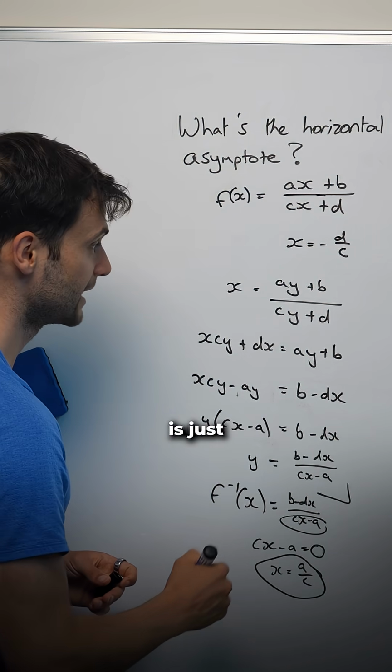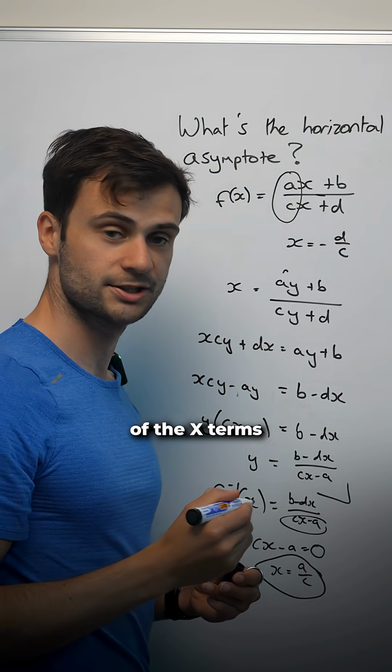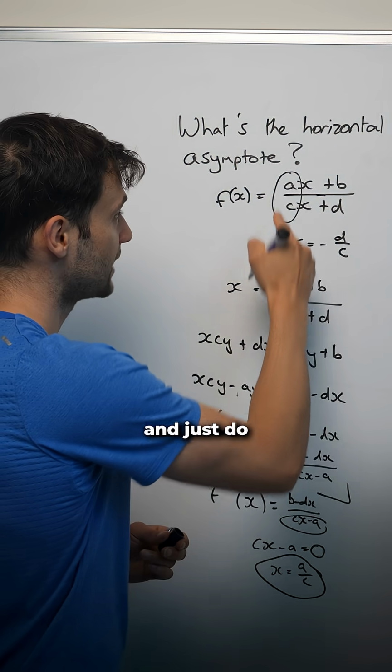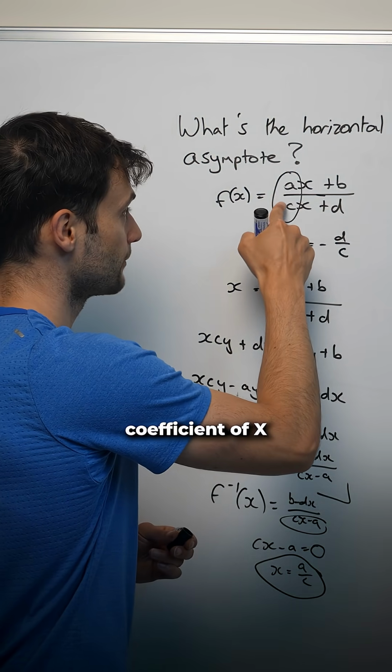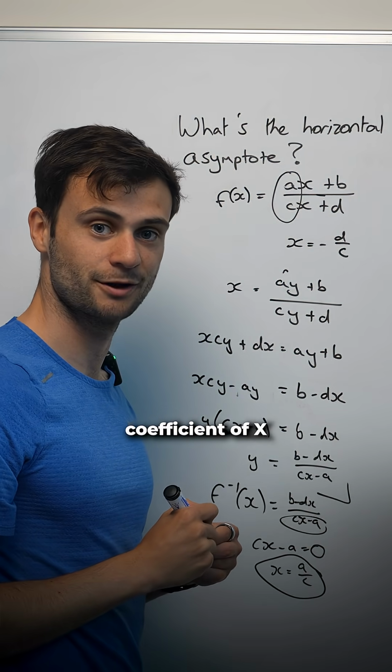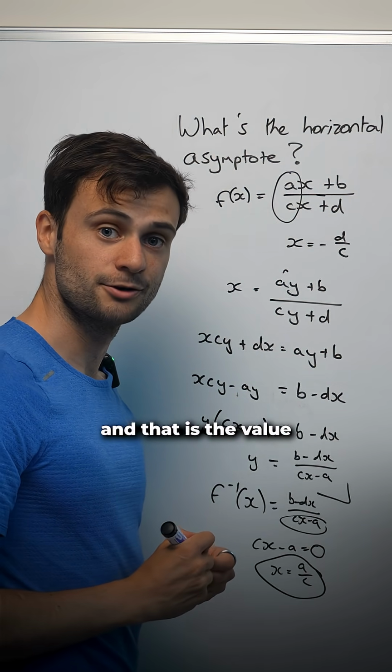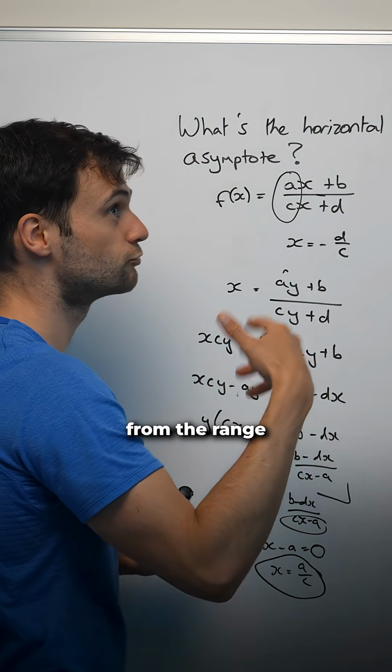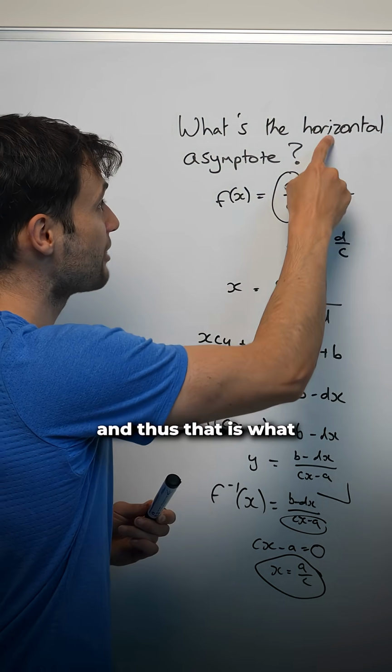All we have to do is just look at the coefficients of the x terms on the numerator and the denominator, and just do the numerator coefficient of x divided by the denominator coefficient of x. And that is the value that gets excluded from the range of our original function, and thus that is what the horizontal asymptote is.